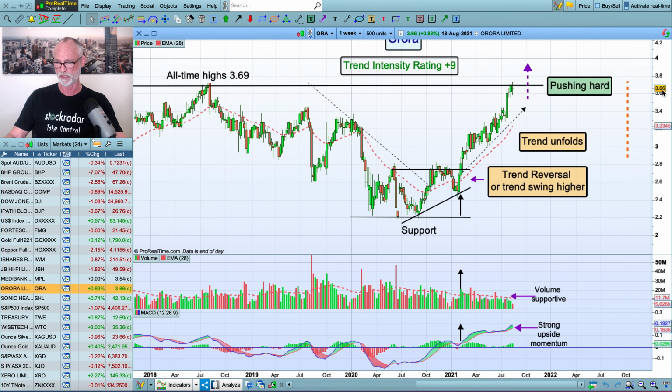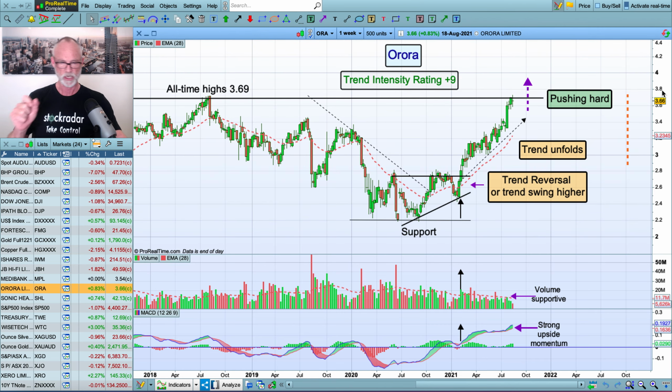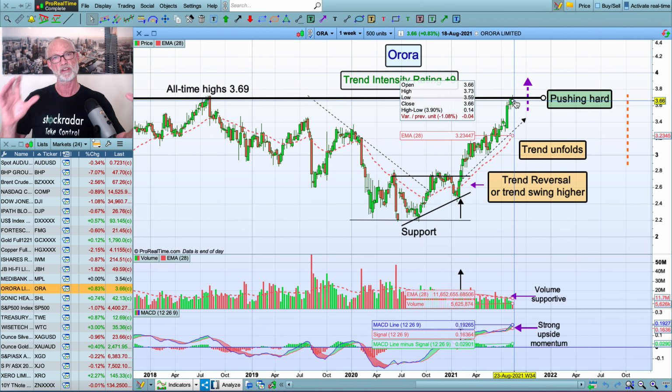Stocks like Aurora, which we did look at last week, you can see it pushing hard at this high. And again, it hasn't resolved. I don't know what it's done today. It's probably about the same. Trend intensity rating of 9. It's still pushing high at this level here. So again, focus on your stocks. Don't worry about what the market's doing, see what your own stocks are doing.